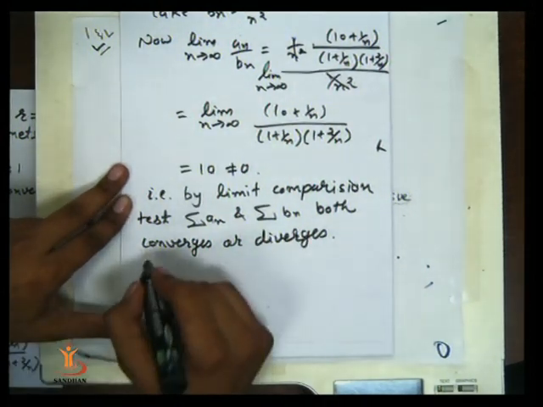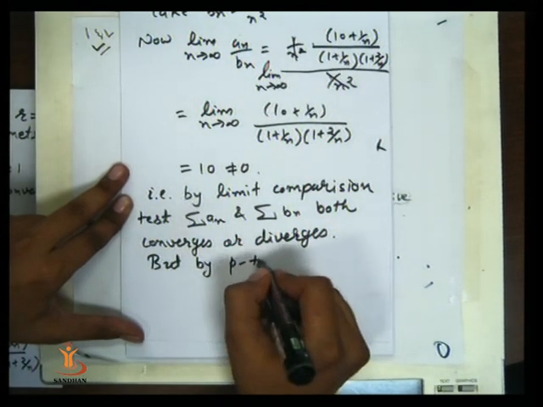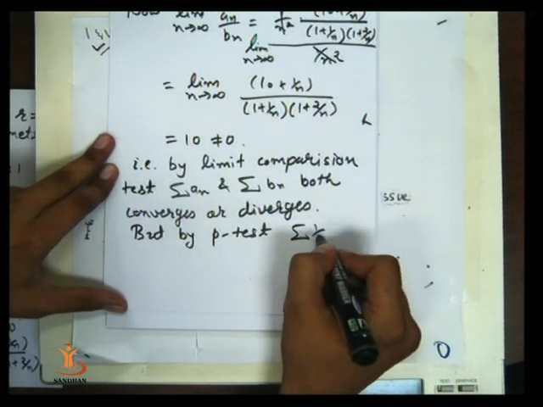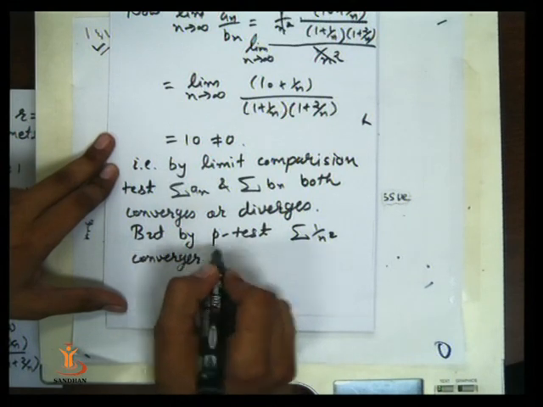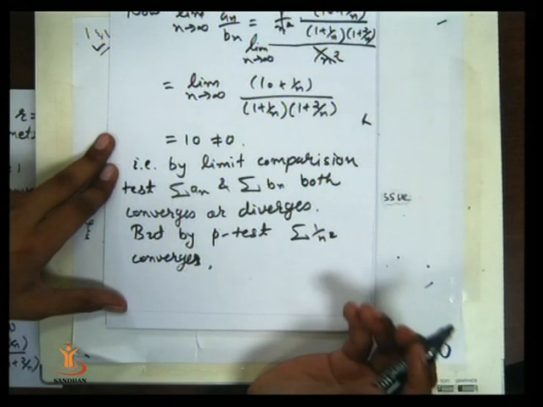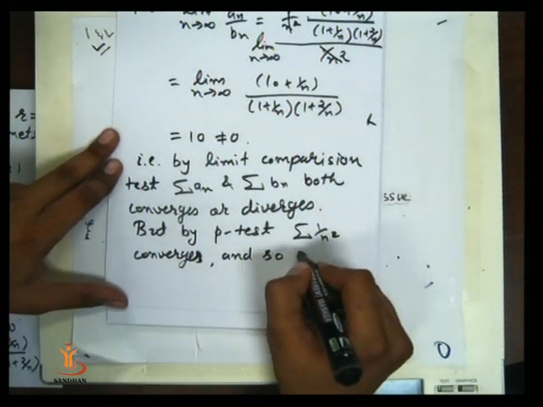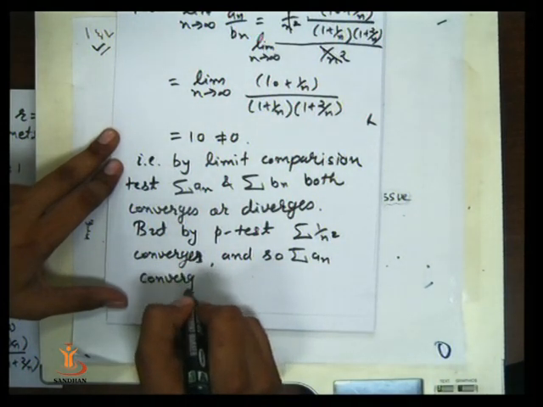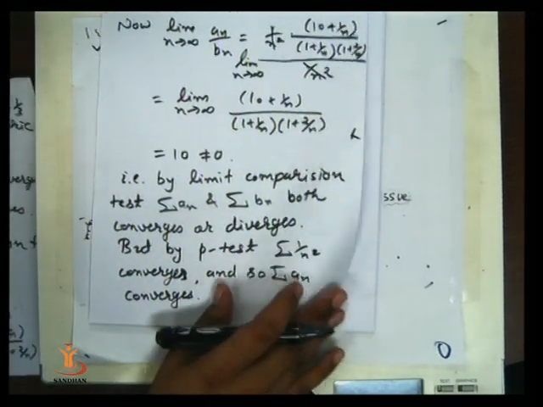simultaneously, but by p-test, summation 1 upon n square converges, because here we have p equal to 2, which is greater than 1, and so summation an converges. So this is the first example using limit comparison test.